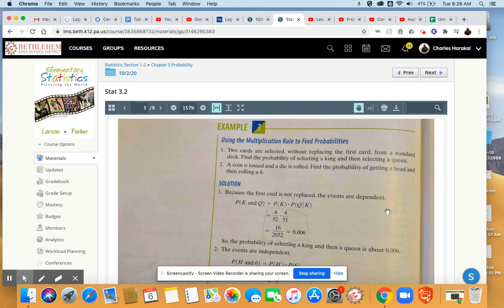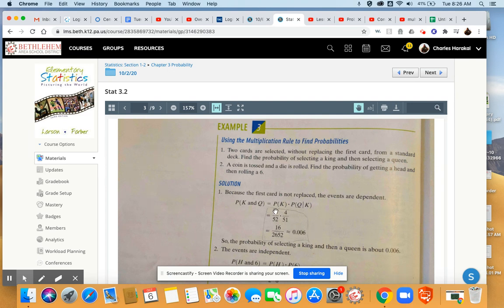Well, there are 4 kings in the deck out of 52 cards, so the probability of a king is 4 out of 52. Since you have not replaced that king, there are still 4 queens in the deck, but now there are only 51 cards to pull from because you pulled the king out already. So we're going to multiply those two probabilities together. Again, remember, multiplying fractions: numerator times numerator, denominator times denominator. 4 times 4 is 16. 52 times 51 is 2,652. Divide those and get the answer.